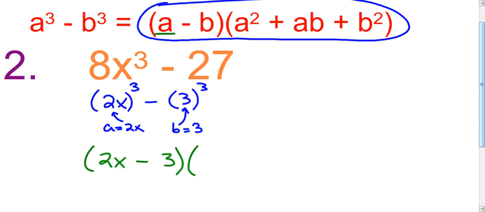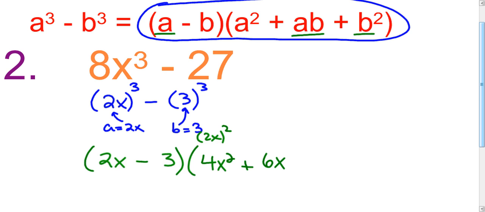And then this is what gets tricky for people. I have to take a and square it. People do this wrong all the time because they just take the x and square it and not the 2 and square it. So this really means I have to take 2x and square it, which is going to give me 4x squared. And now I have to take a times b. So a times b would be 2x times 3, which would be 6x.